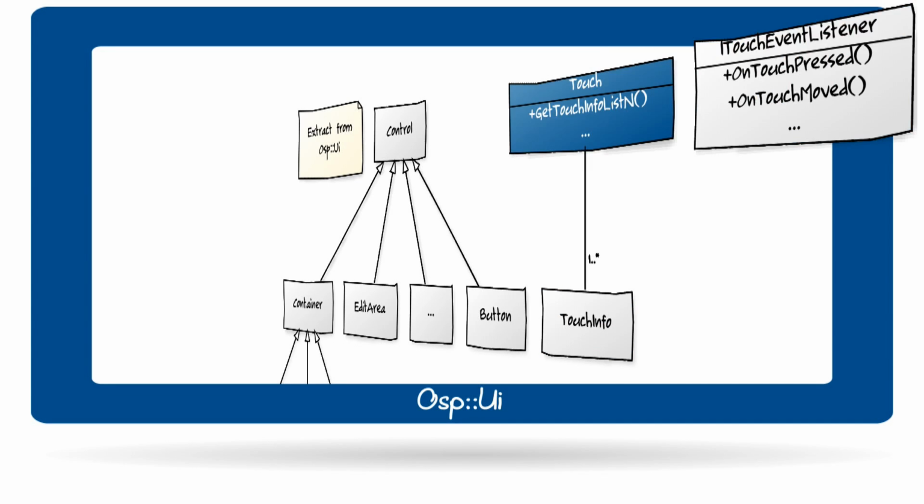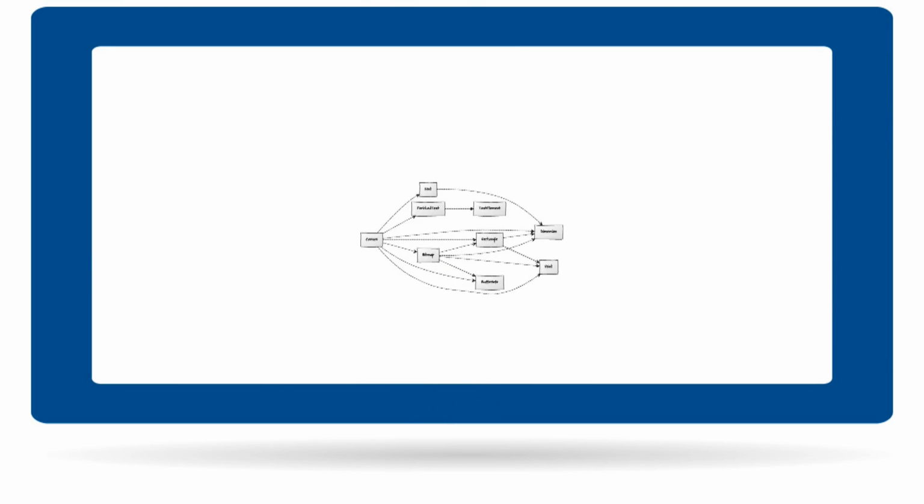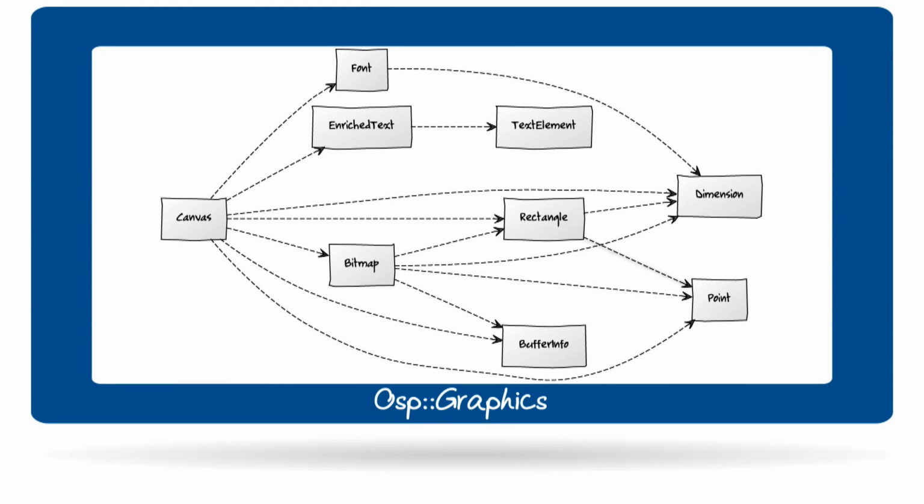The Touch class supports multipoint touch and provides information such as the position on the screen or the number of touches. Its method getTouchInfoListN returns a list of touch info objects which hold information about touch events such as touch pressed or touch released. From the graphics namespace, we will focus on the Canvas class.